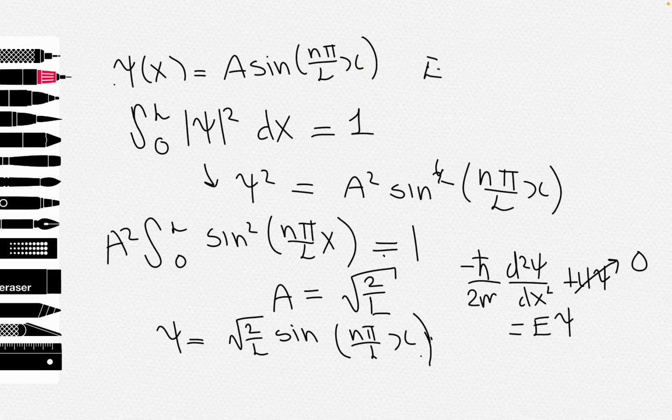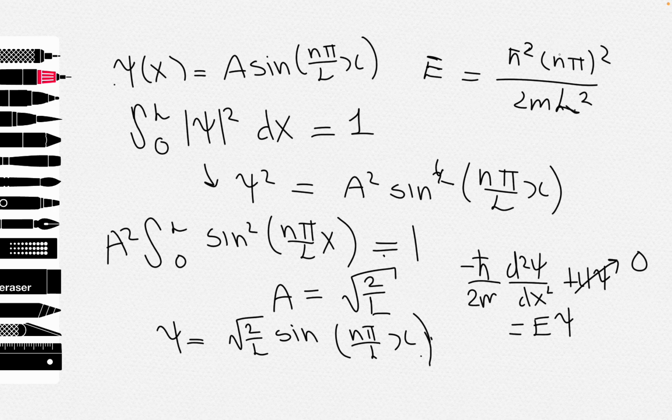E is equal to h bar squared n pi squared over 2 times the mass of the particle that we're inspecting, and the length L squared. Okay, this is a pretty interesting result.